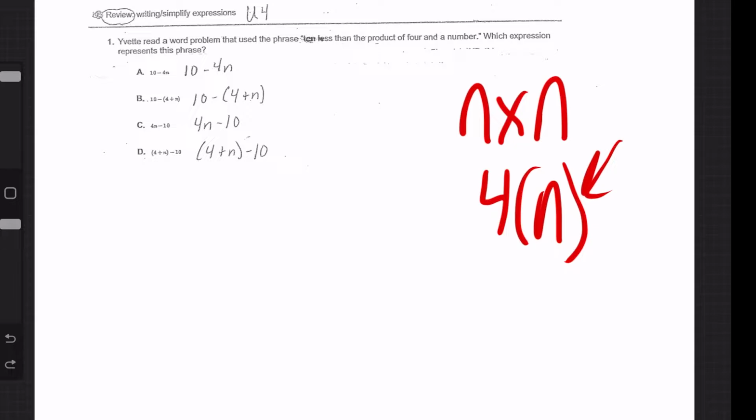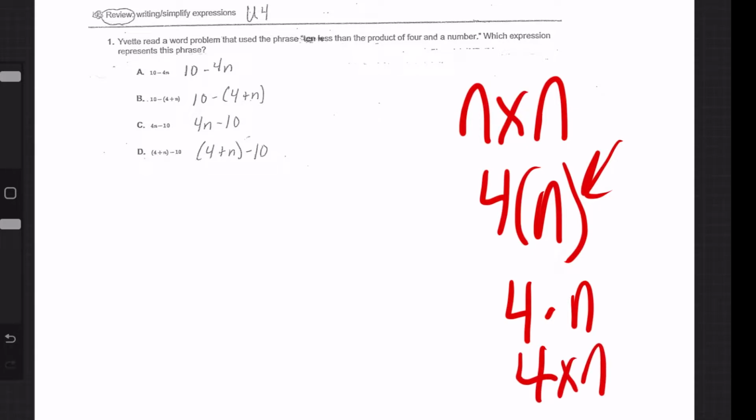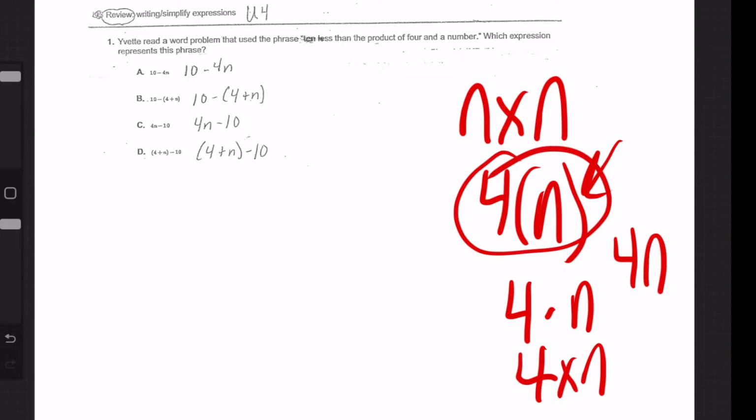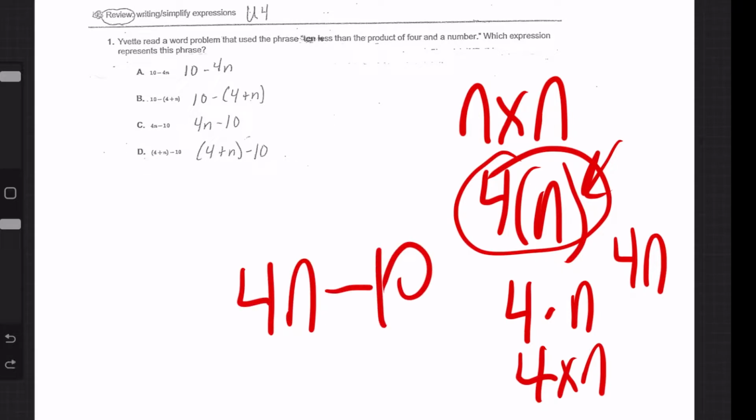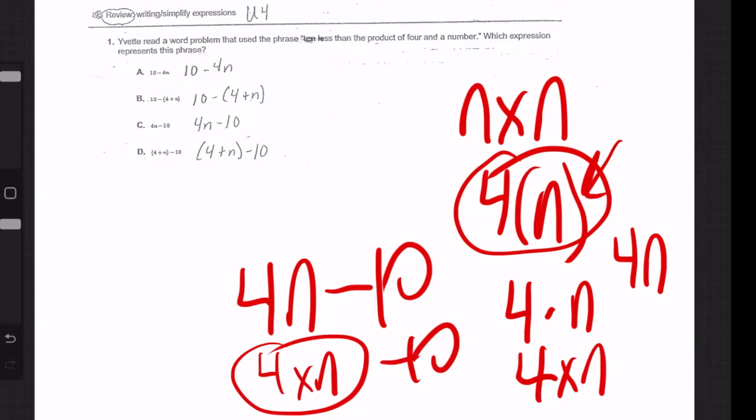We're using the parentheses here to represent multiplication. But you can also say 4 times n, or just 4n. All of these show multiplication. For now, let's just stick with this one. Then we've got 10 less than the product. So whatever this product is, we're going to subtract 10 from it. So what we wind up with is 4 times n, which is 4 times a number, and that's our product, minus 10, which is 10 less than 4 times that number.